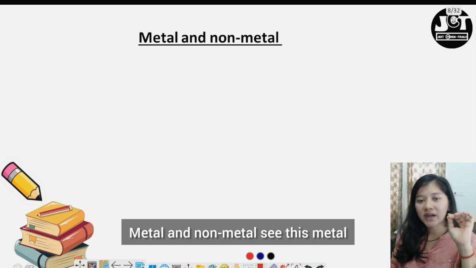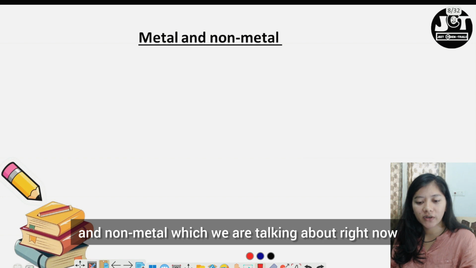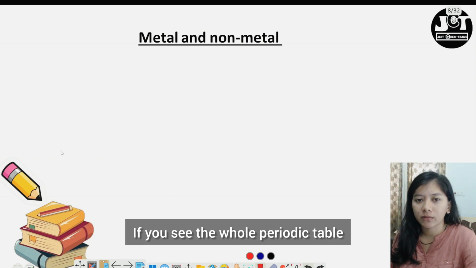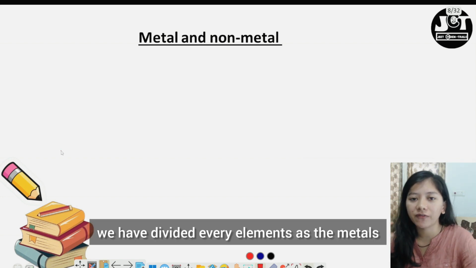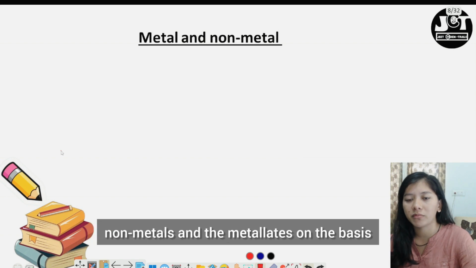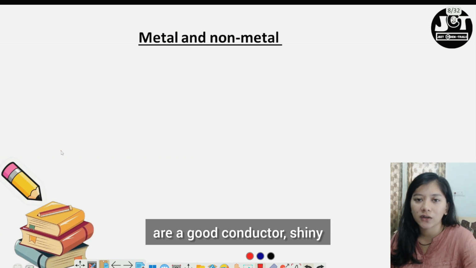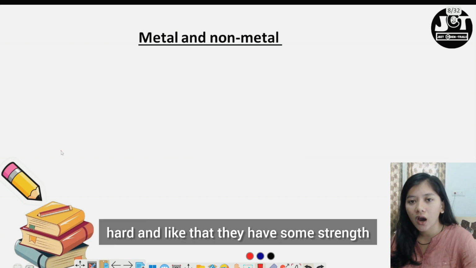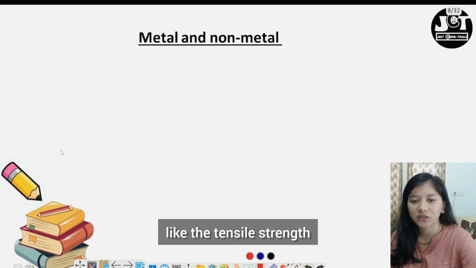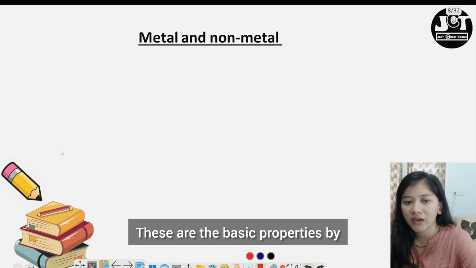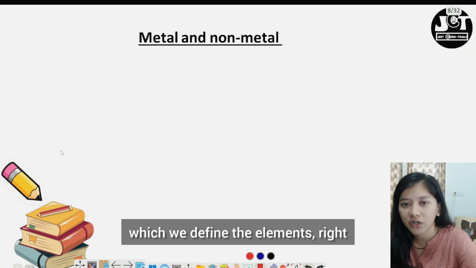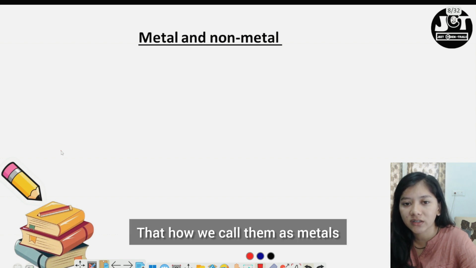See, this metal and non-metal which we are talking about right now, if you see the whole periodic table, we have divided every element as metals, non-metals and metalloids on the basis of some definition, right? Metals have a tendency to lose electrons, are good conductors, shiny, hard, and have some strength like tensile strength. These are the basic properties by which we define the elements, and that is how we call them metals.